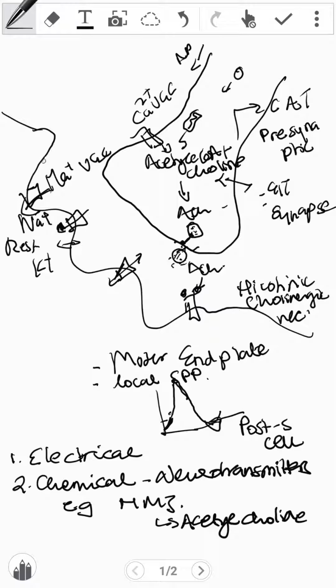After that, we go back to our story where there is propagation, and after propagation, this is what causes contraction in muscle, which we'll talk about in the next video. So for now, that is all we have.